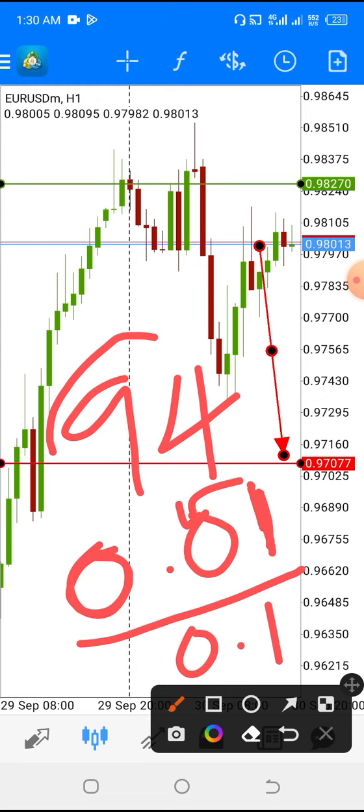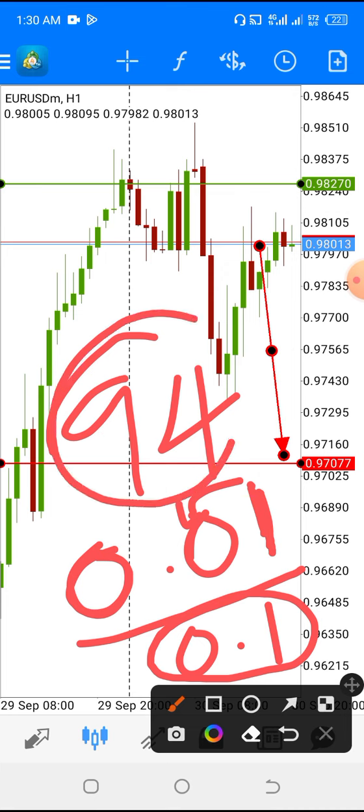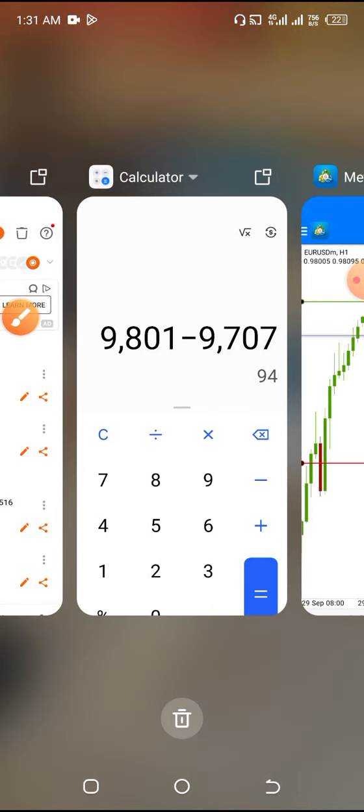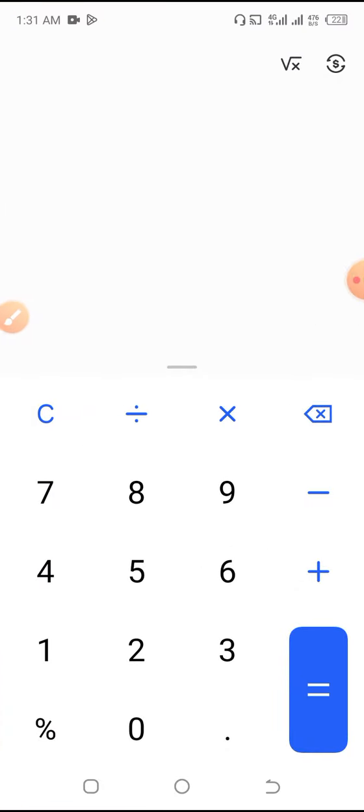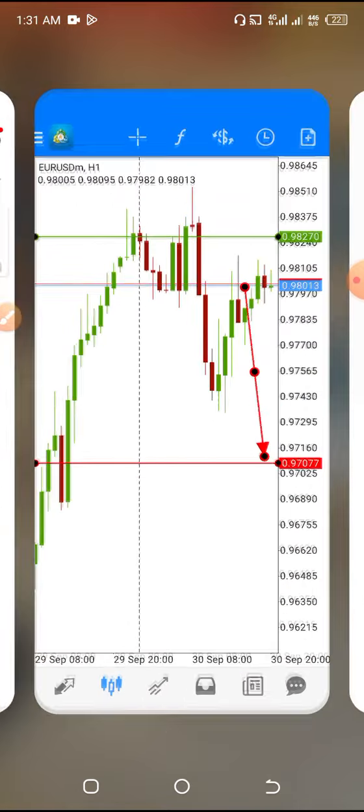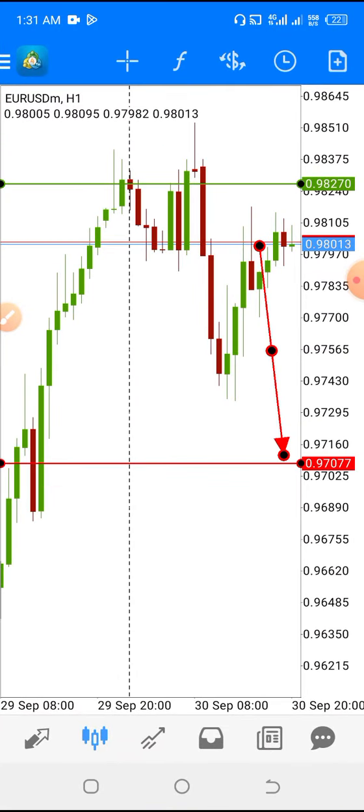I told you, first remove this one and shift it by one decimal place. Then you have 0.1. So you multiply 0.1 by 94, the number of pips, to get the real amount of money you're going to be making. So 94 times 0.1, meaning you're going to be making $9.4. So if your trade goes well for you and you're using a lot of 0.01, you're going to end up with $9.4.